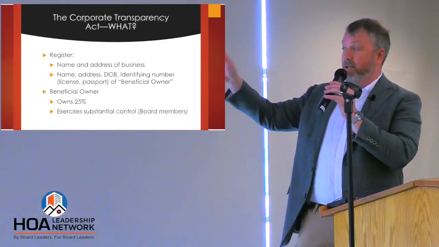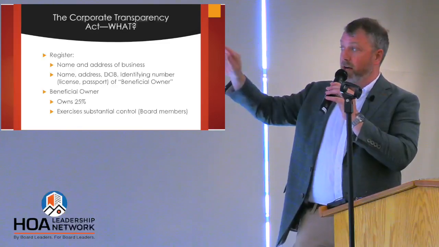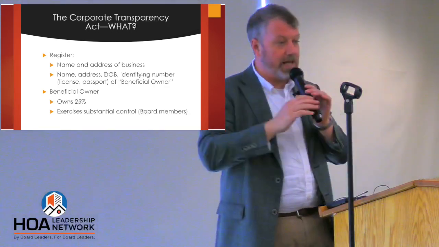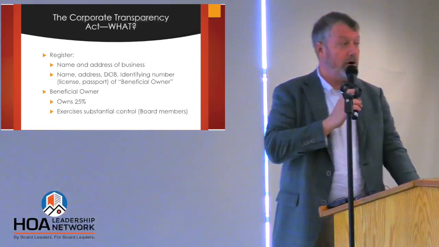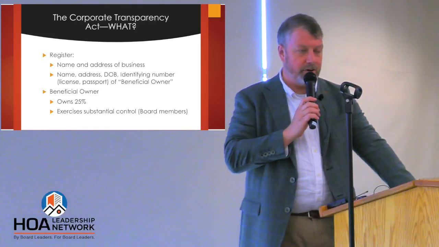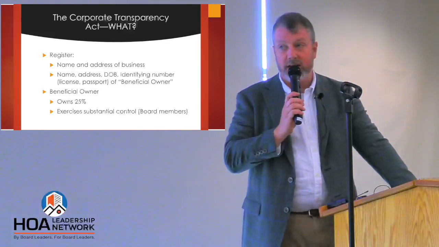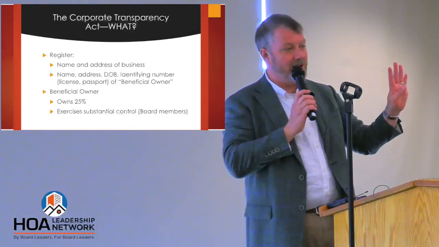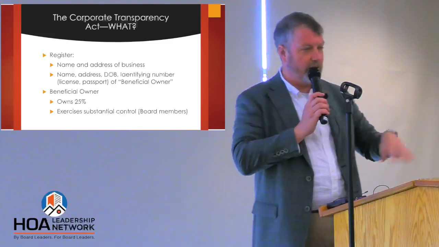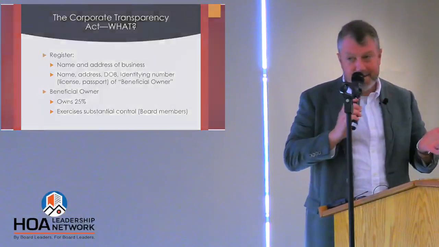The Corporate Transparency Act will require every association to provide a name, address, date of birth, and identifying number, a driver's license number or a passport number, for every member of the board, and anyone who owns more than 25% of the community. That's going to be rare. The situations where you'll see that most likely are a 4-unit community where everybody owns a quarter, or a 3-unit community where everybody owns a third. Probably in those situations, those people are also on the board anyway.